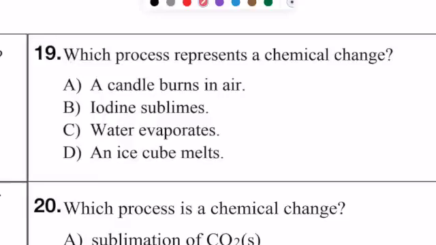So number one, a candle burns in air. When you burn the candle, it's not a candle anymore. So this one does change the chemical composition. So that is a chemical change.